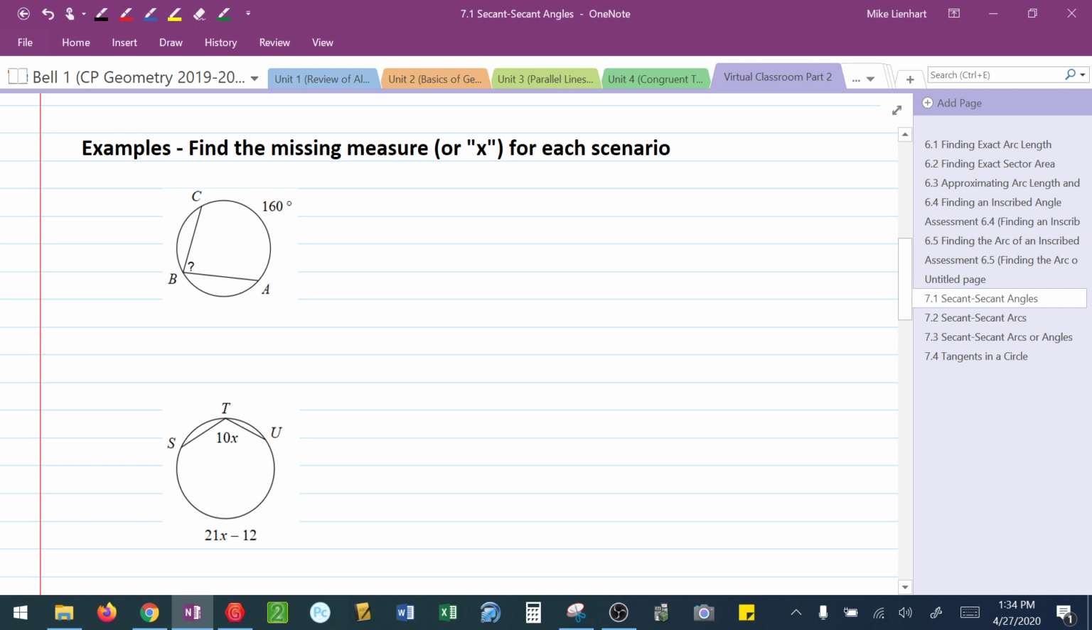In the first picture, I have a secant secant, but the vertex is on. So I know if the vertex is on, the angle is equal to half its arc. And again, remember, for those of you guys still having a little trouble with this, there's our angle. Here's its arc. The angle is equal to half the arc. So therefore, what do we know? We know that the missing angle is 80 degrees.